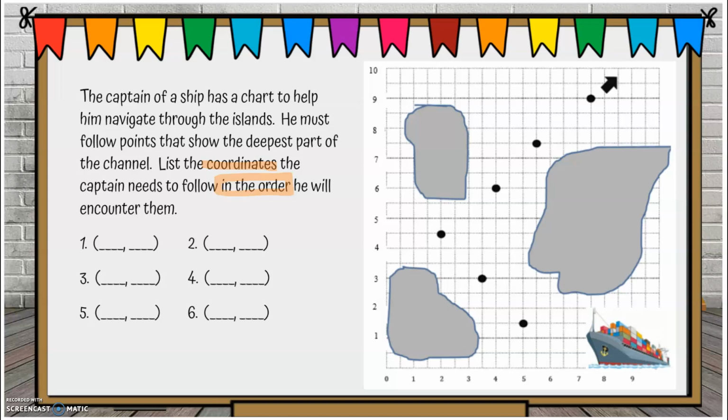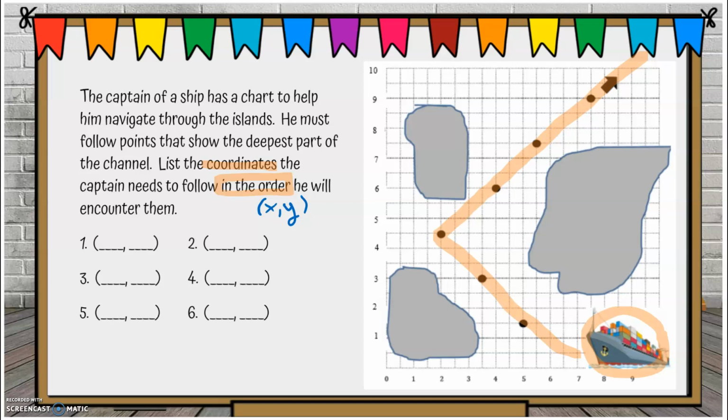So we see the ship right here. The way he's going to encounter this channel, he's going to follow this orange line, right? So he's going to go in a certain order. We also have to remember that coordinates are in the ordered pair of x, y.